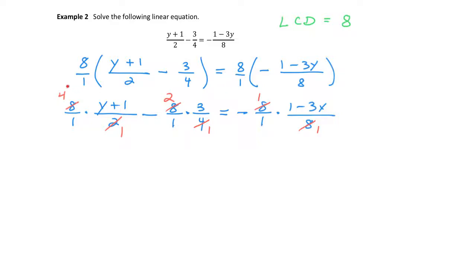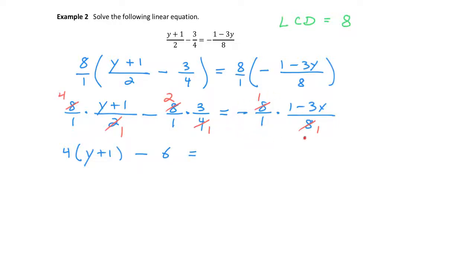All right, I gotta be careful when I simplify this portion here. This is 4 times y plus 1. I'm going to use parentheses around the y plus 1 because 4 is being multiplied to this whole thing. So like I said, 4 times y plus 1. Then I get minus. I have 2 times 3, which is 6. Again, I'm not writing the denominators because all of the denominators are just 1.